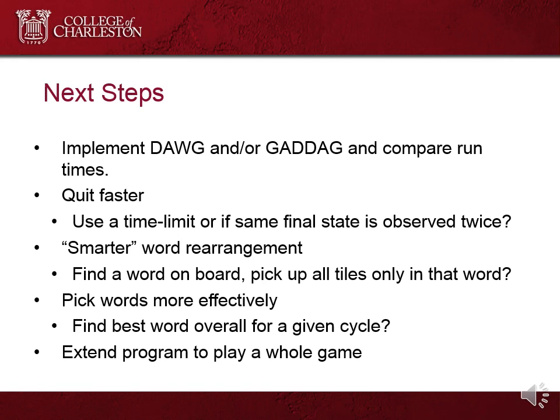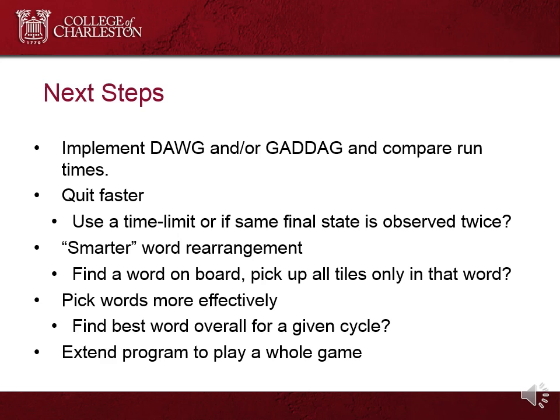A better word rearrangement method would also generate significant savings. I think that finding a word on the board and picking up the unshared letters is a good starting point. But I'm not sure how I would pick which words or letters to pick from. Another improvement could be picking words more effectively. Right now, the program picks the first best word it finds that fits on the board, but maybe picking the best word overall for each cycle could be better.